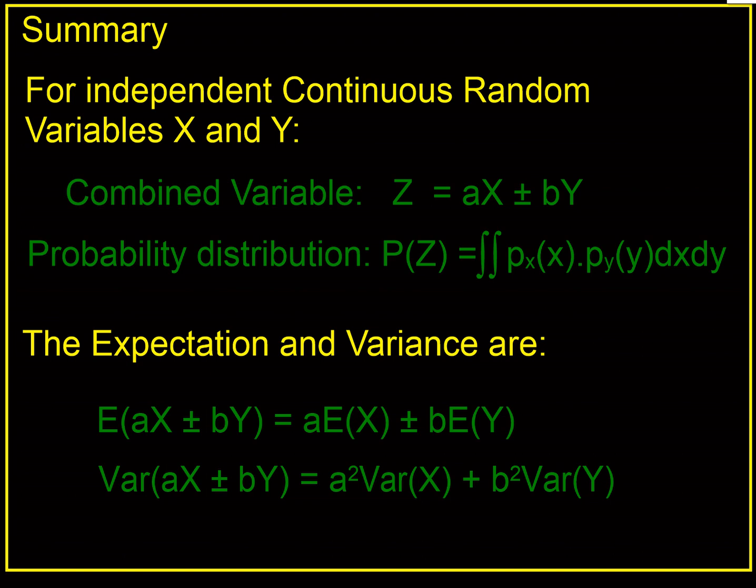Quick summary. If we've got a combined continuous random variable z, which is a linear combination of x and y, and these two variables are independent, we can therefore write our probability in the form px times py, and therefore we can prove what those expectations and variances are. And that's really useful because it's going to really help us when we get on to combining normal distributions, which is in a separate video.